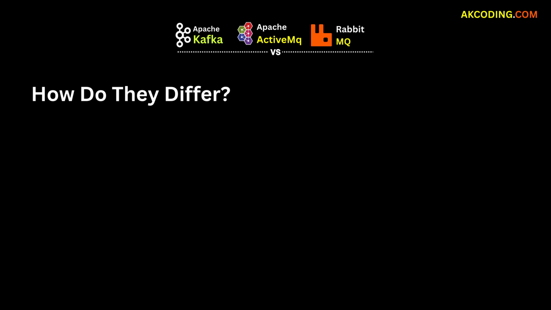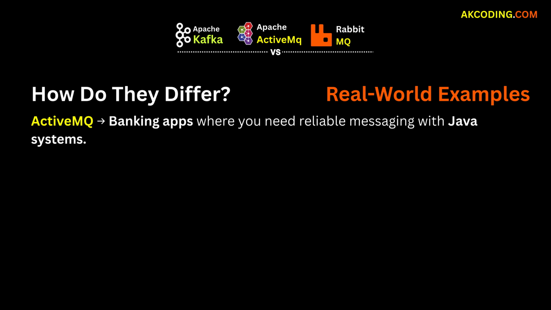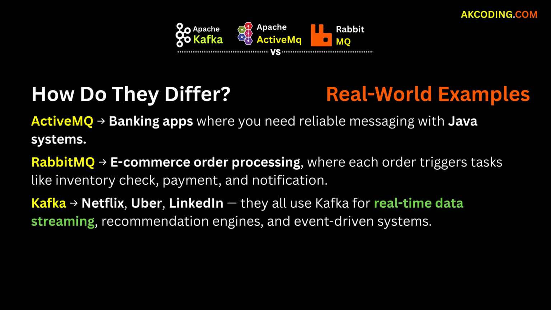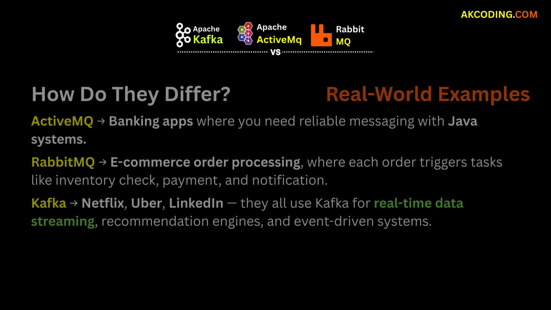Now let's put this into context with real world use cases. ActiveMQ: banking apps where you need reliable messaging with Java based systems. RabbitMQ: e-commerce order processing where each order triggers tasks like inventory check, payment and notifications. Kafka: Netflix, Uber and LinkedIn all use Kafka for real-time data streaming, recommendation engines and event-driven architectural systems.